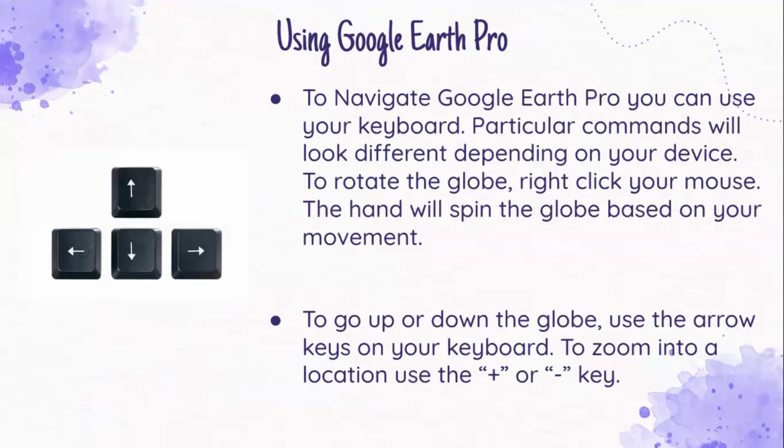To navigate Google Earth Pro, you can use your keyboard. Particular commands will look different depending on your device. In order to rotate the globe, you will right-click with your mouse and the hand will spin the globe based on your movement. To go up or down the globe, use the arrow keys on your keyboard, and to zoom into a location, use the plus or minus key.